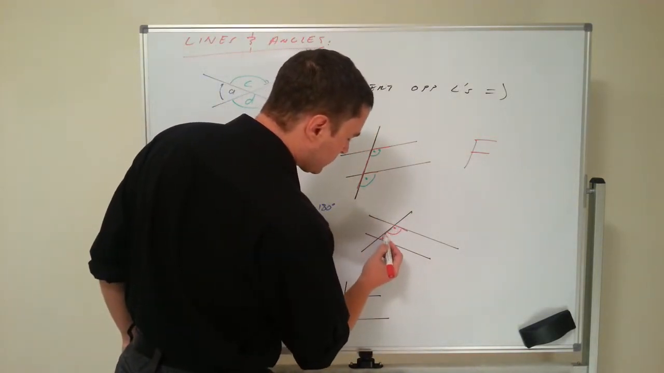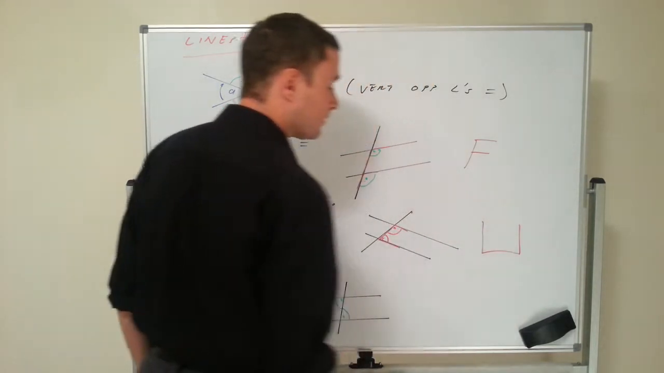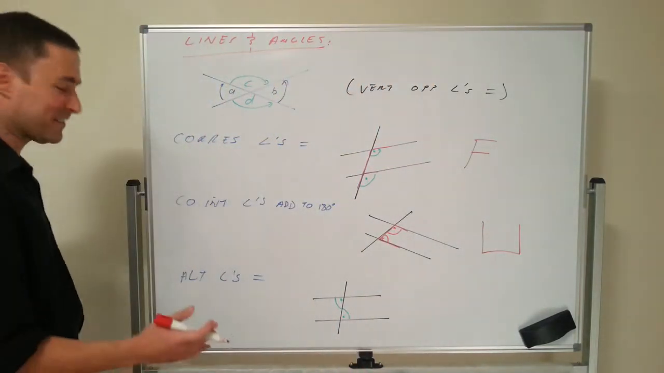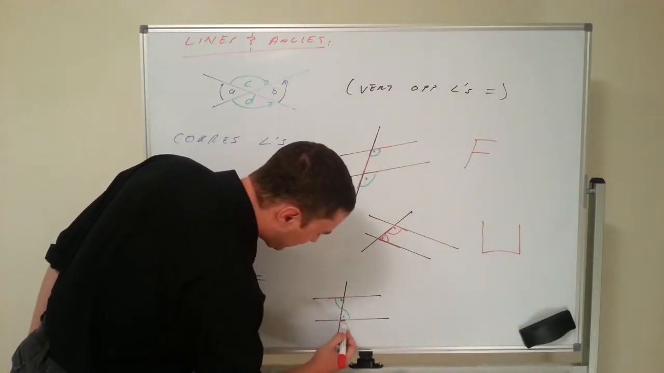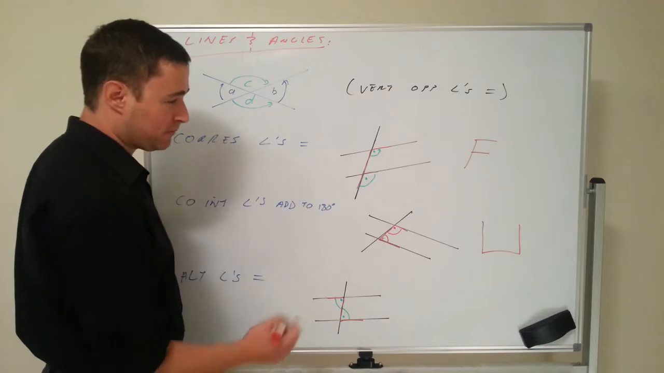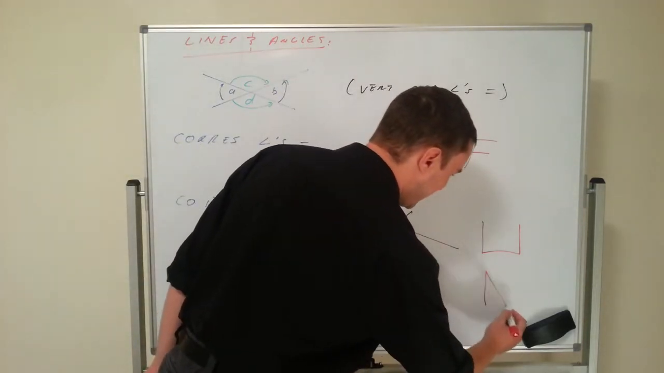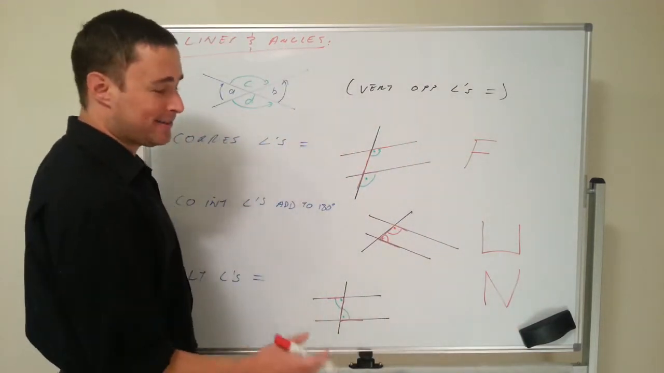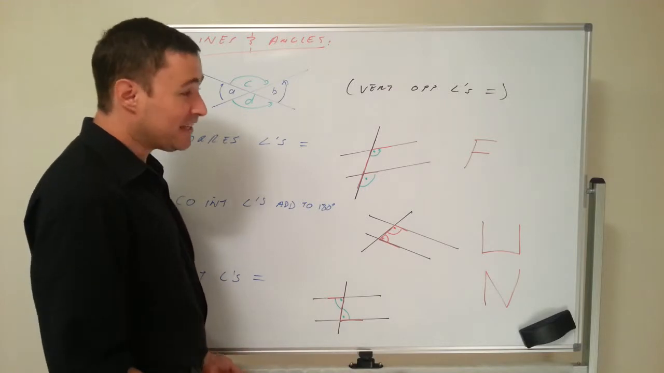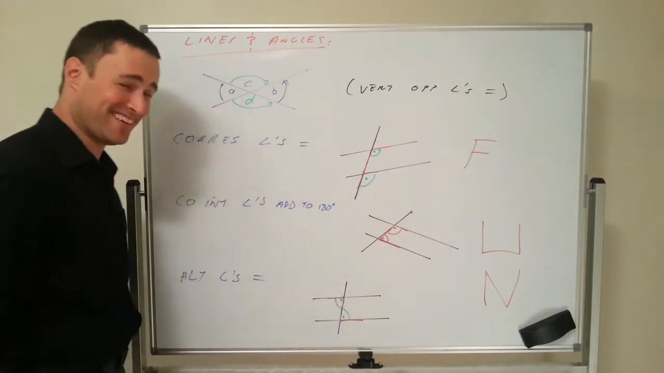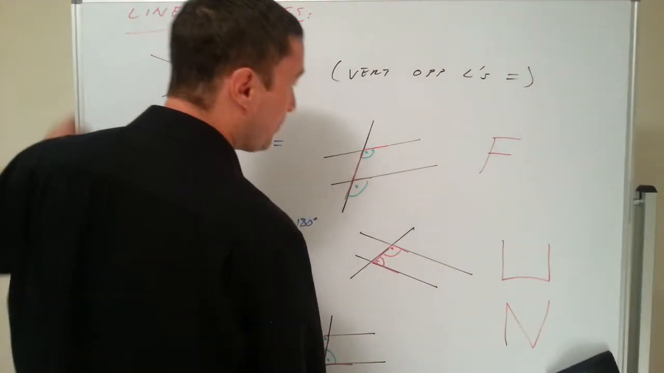Co-interior angles make a U shape. I'm twisting it around so it looks right. Can you see where I'm going with this? And alternate angles make a Z shape. But that doesn't work with my joke, so alternate angles make an N shape. That's not my thing, but I've stolen it from someone, I can't remember who. Geometry is fun. That's silly, but if it helps you remember it, all the better.